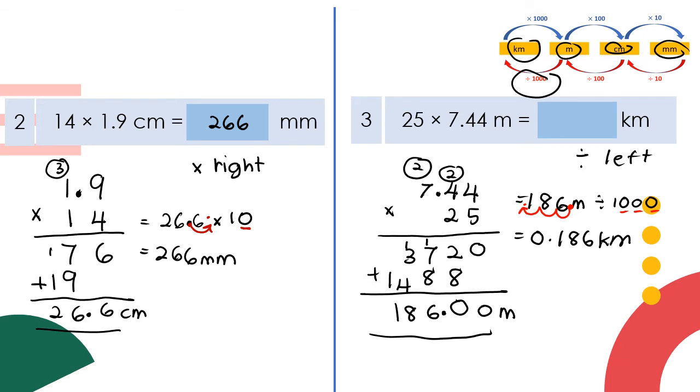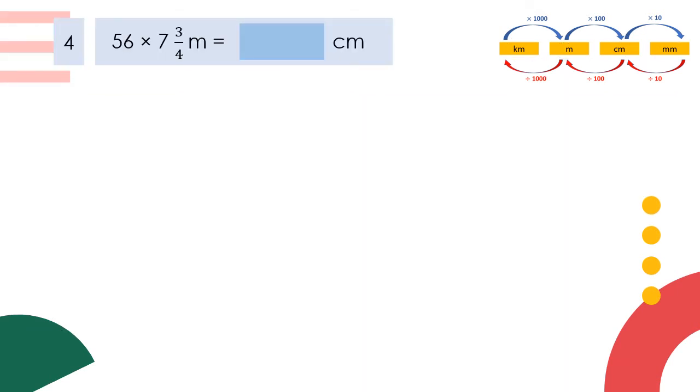Okay, next question. We read the question. 56 times 7 and 3/4 m equal to cm. Now we solve this question first. Look, this is a mixed number. So we can convert the mixed number into an improper fraction.